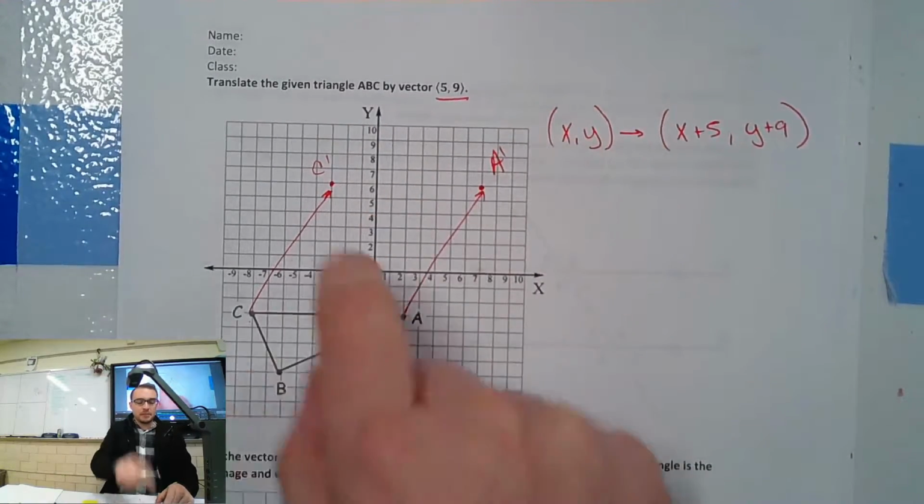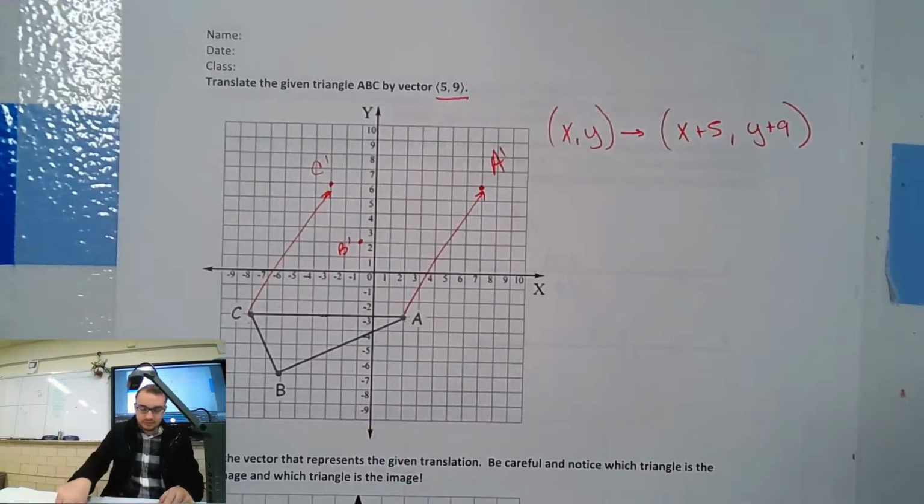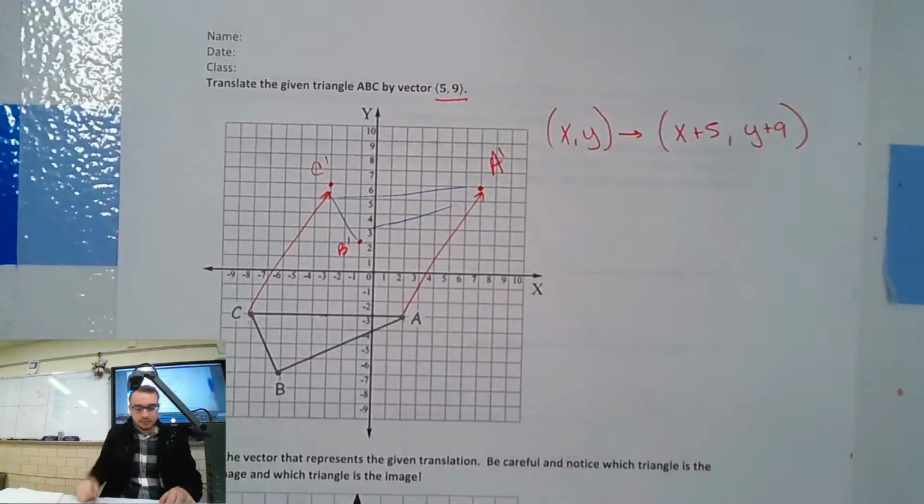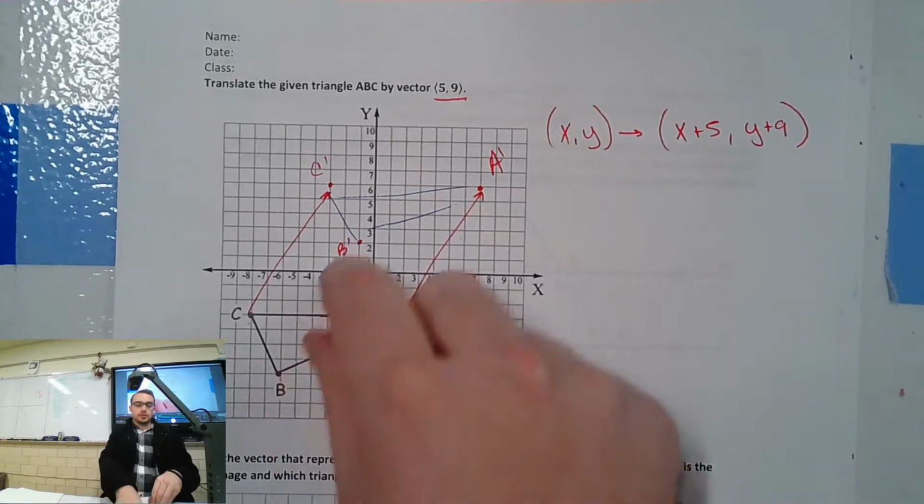Take that vector, copy and paste it. Bam. I think it's somewhere around here. Boop, boop, boop. There's your triangle. All right. Questions on sliding things? Okay, that's not bad. Translations. How do we feel about sliding images? I'm fine with sliding. Cool.